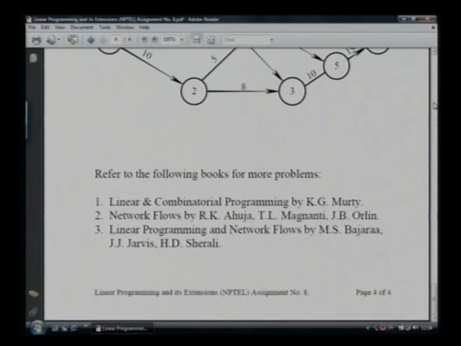Here I have referred to these 3 books which I have been referring to even earlier. There are a lot of problems and applications in these 3 books on the topics of shortest path and max flow. All these 3 books are good for trying out your problems on whatever material we are discussing here. So they should take care of your topics, shortest path and max flow.